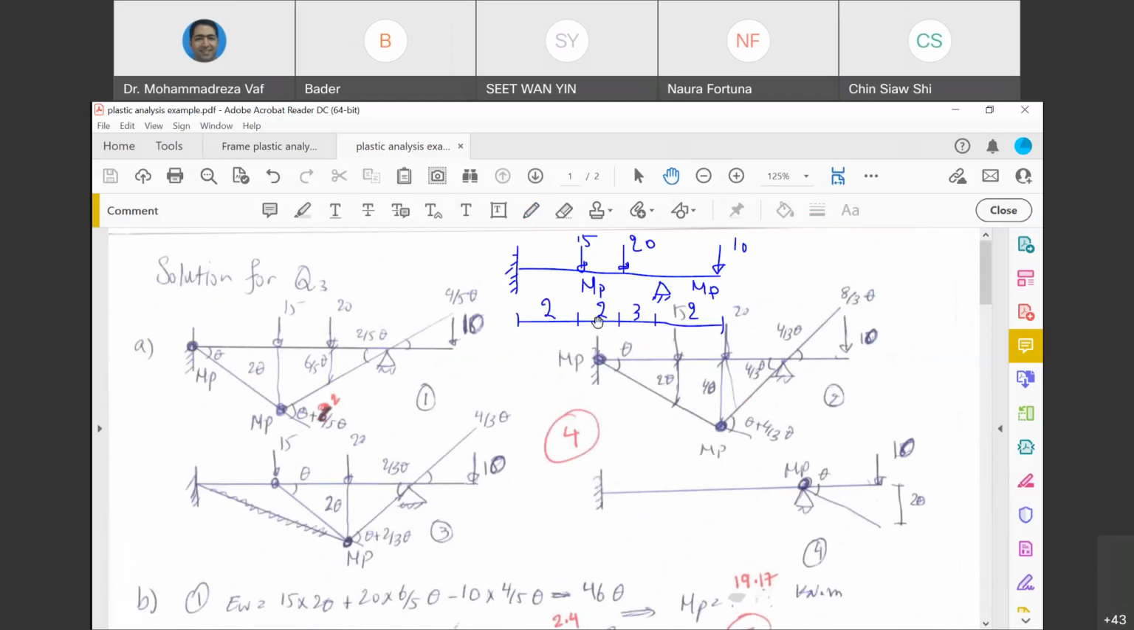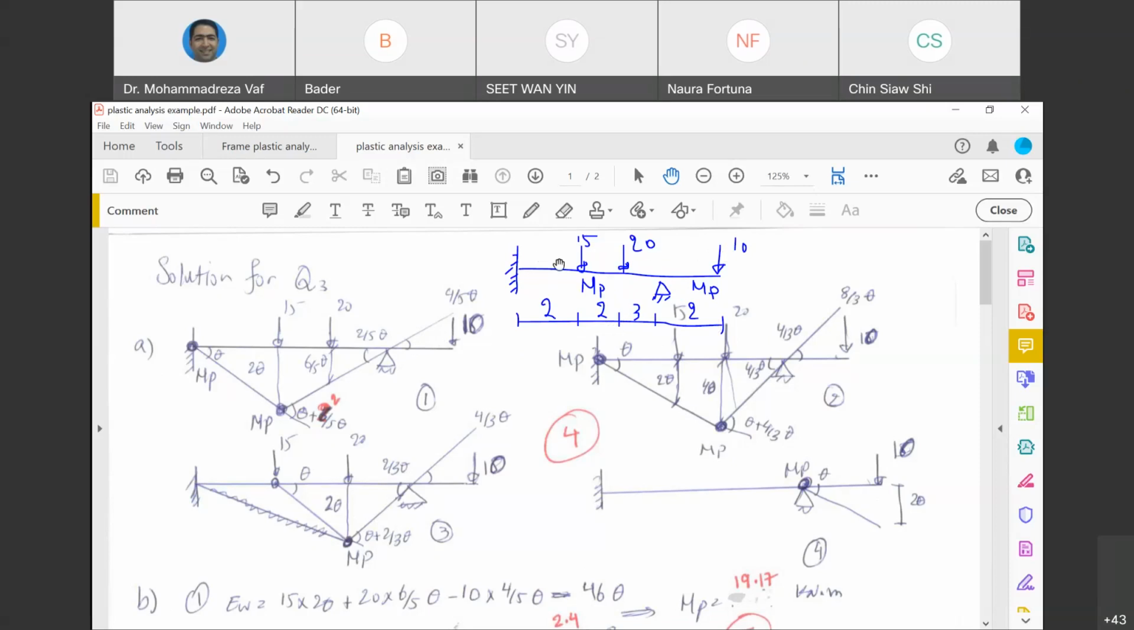Okay, this is one of the questions given to the students in previous semesters. And you know that you have two compulsory questions to answer. One of them is moment distribution, a frame, and another one is coming from plastic analysis. Either it's going to be a beam or a frame. So this is one of the questions that was given to the students during previous semesters.